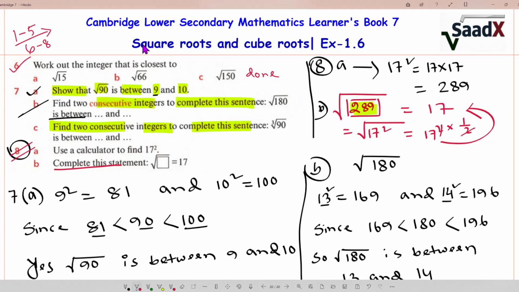We are in Cambridge Lower Secondary Mathematics Learner's Book 7. Our topic is square roots and cube roots. We are trying to solve exercise 1.6.